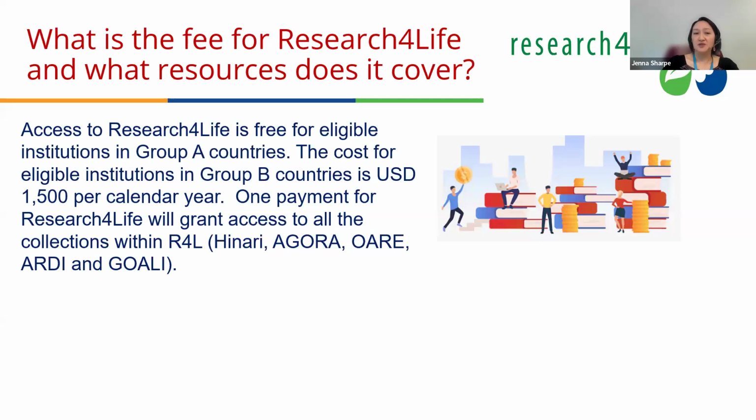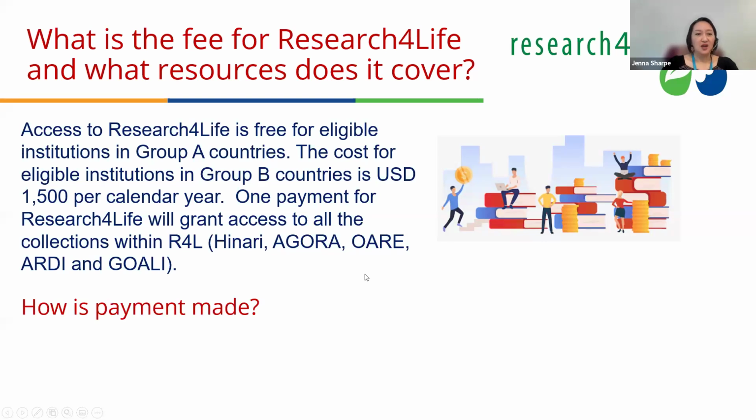The cost for eligible institutions in Group B countries is $1,500 per calendar year. So this one payment will grant access to all the 5 programs within Research4Life, as you see, Hinari, Agora, Ori, Ardi, and Goli. Within these programs, you will have content covering health, agriculture, environment, social sciences, physical sciences, as well as law information.